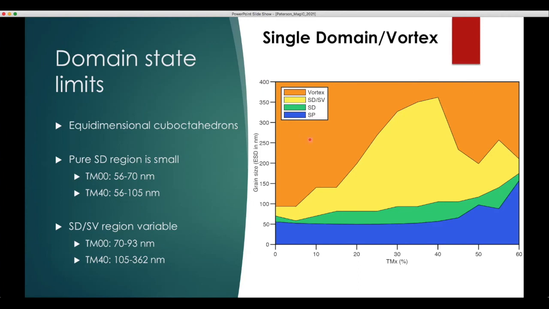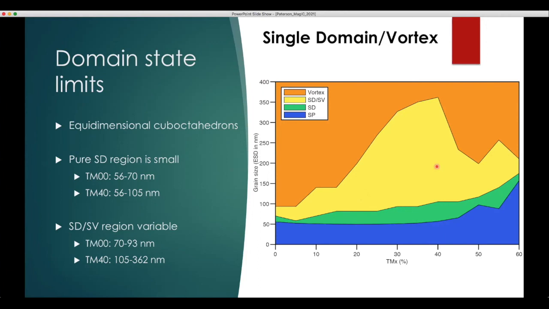But what's really quite interesting, quite important, is this transition zone, this SD to single vortex transition region, is highly variable. For magnetite, it's very small, on the order of about 70 to 93 nanometers. And for TM40, it's at its largest, about 100 to about 360 nanometers.